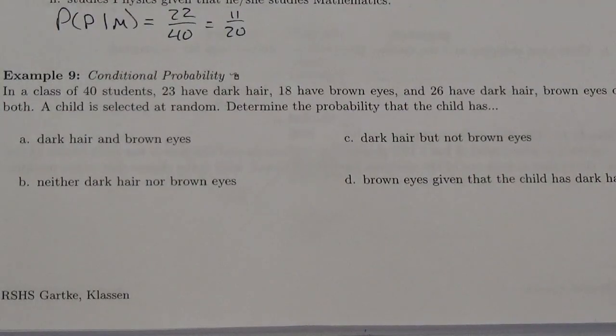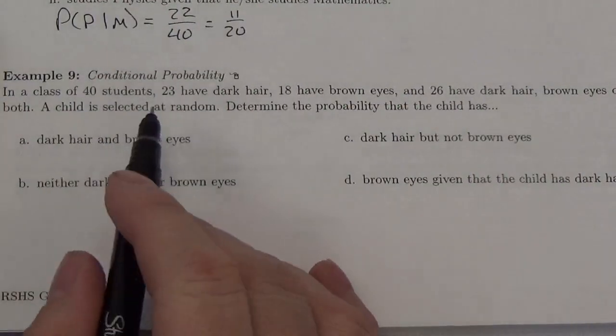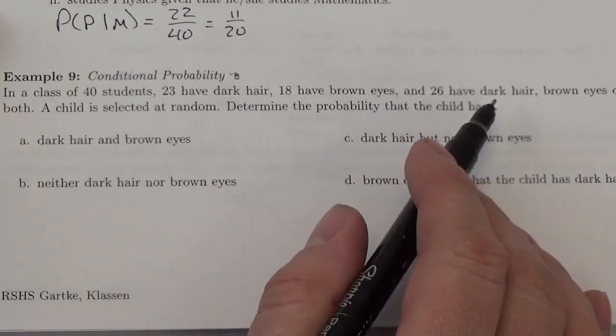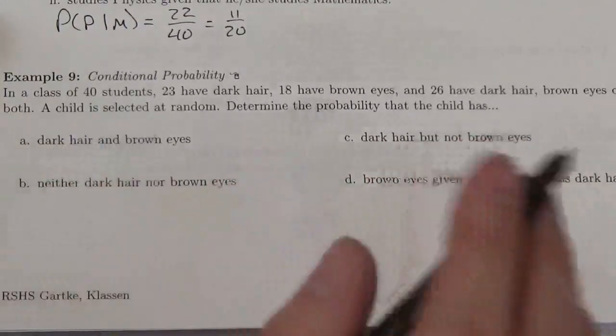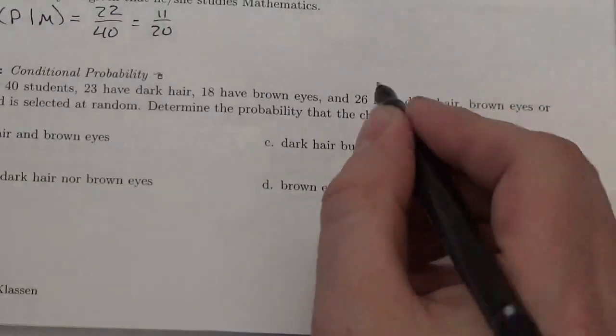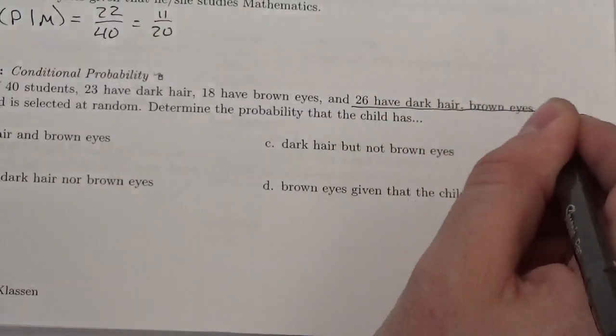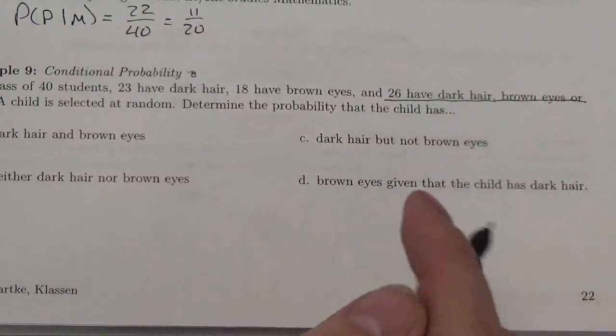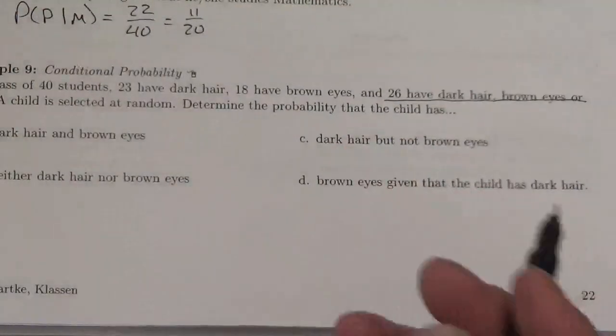Okay, let's take a look at this question here. It says, in a class of 40 students, 23 have dark hair, 18 have brown eyes, and 26 have dark hair, brown eyes, or both. Well, now when I read that, what I'm reading is a kind of union of two sets. One, the other, or both. That's the union here.